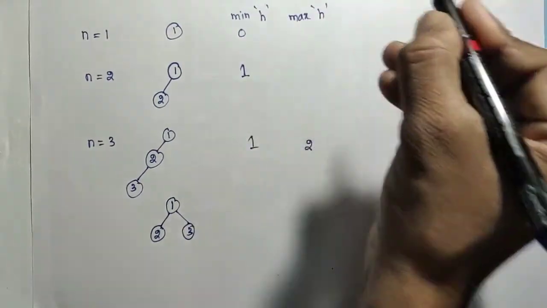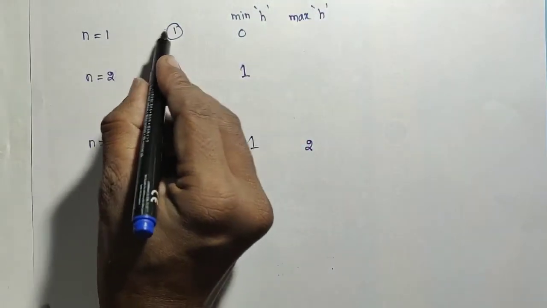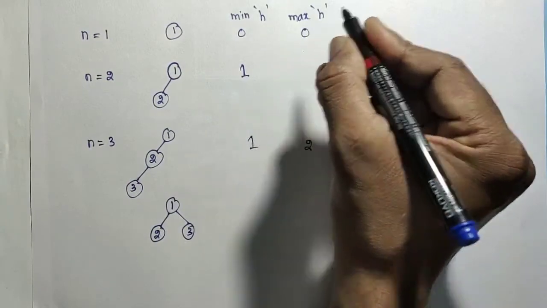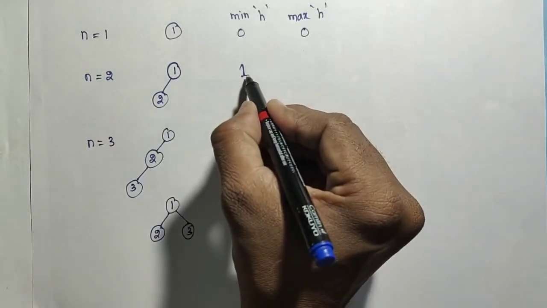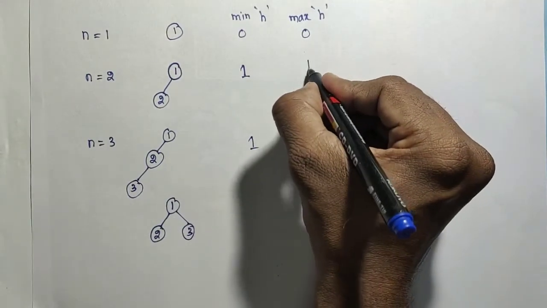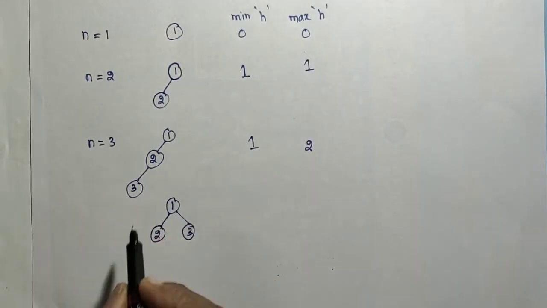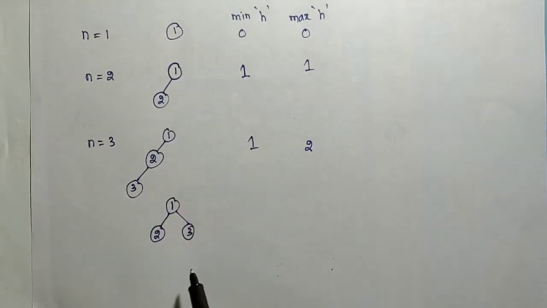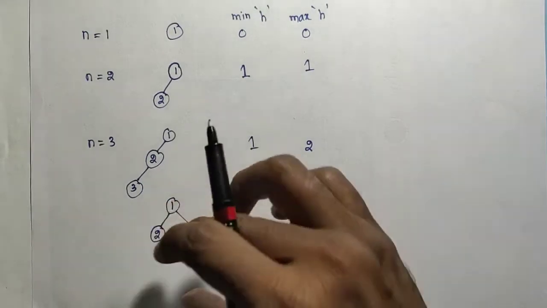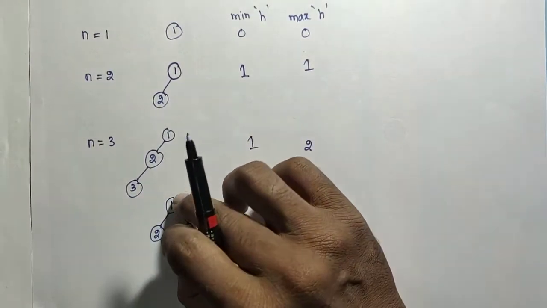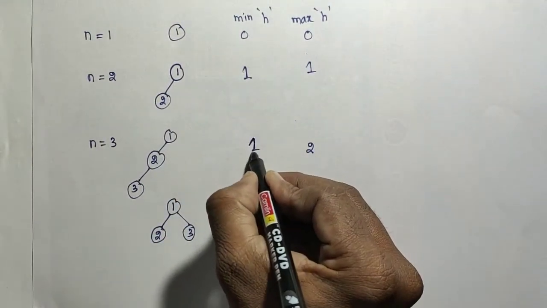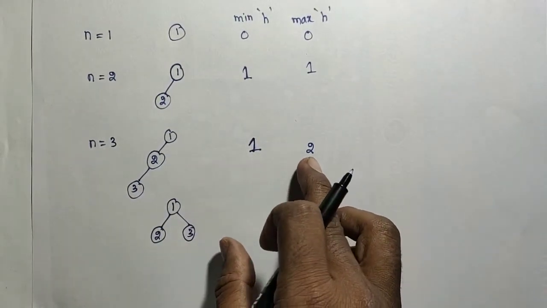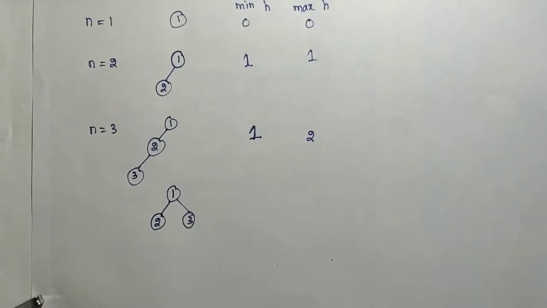Minimum height and maximum height. For the number of nodes 1, the maximum height will also be 0. For the number of nodes 2, the minimum is 1, and the maximum is also 1. But for the number of nodes 3, I can join like this also. I can construct the tree like this, or I can construct it like this. We can complete the tree with height equal to 1. So the minimum height required is 1. In that 1 height I can complete the tree, or the maximum height if I require is 2.